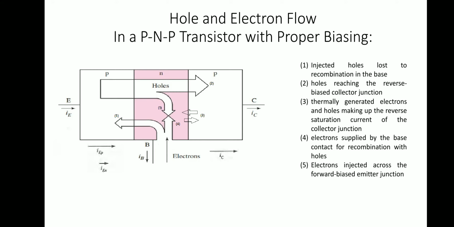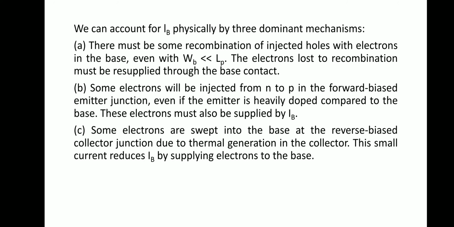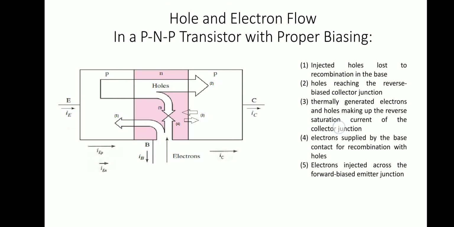Our requirement is that most of the holes supplied by the emitter should reach the collector. That means IE should be equal to IC. That is the ideal condition, and our aim is to make IE nearly equal to IC. But due to these contributors of IB, we can't make 100% of IE into IC. So these are the different contributors of IB. That means IE is equal to IB plus IC, and IC is IE minus IB only. So that's the hole and electron flow in a PNP transistor.